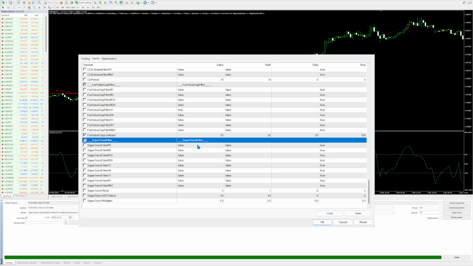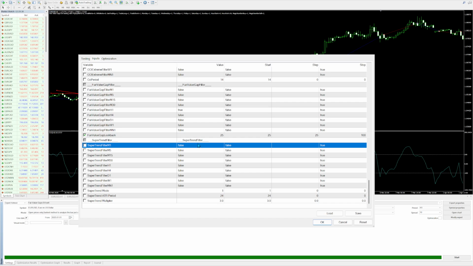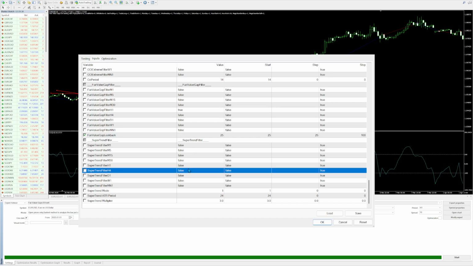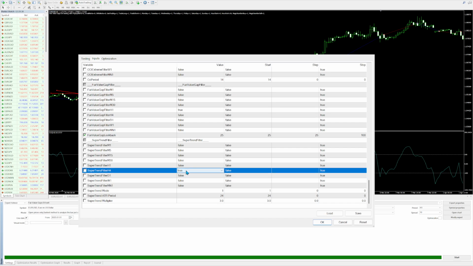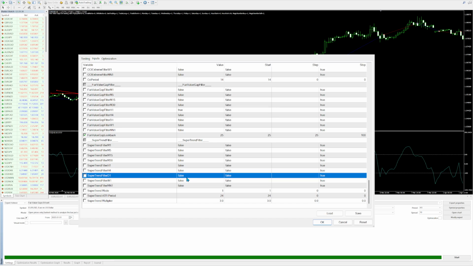Super trend filter, so I've included the super trend indicator. Let's just say you want the super trend on the 4 hour to be bearish for there to be sell trades or bullish for there to be buy trades. This can just give you that extra filter. To be honest, I don't really find it that much different to a standard moving average. However, it's there because I know a lot of you are perhaps interested in the super trend indicator, and I do have an EA dedicated to that as well, which you can find in my other videos.